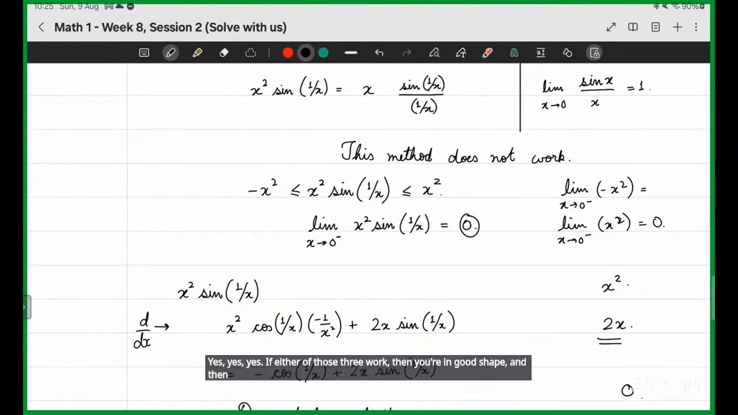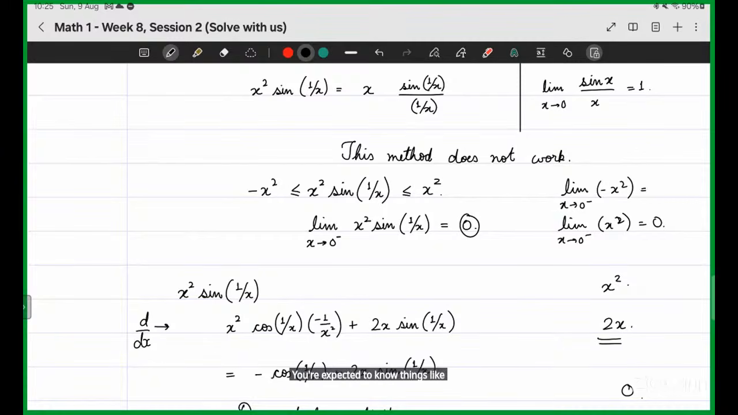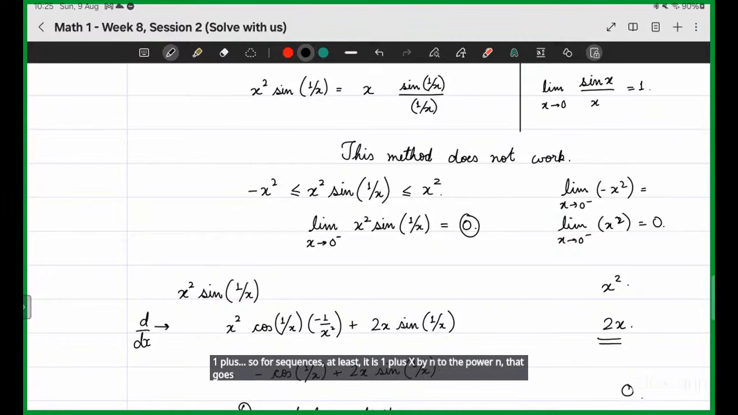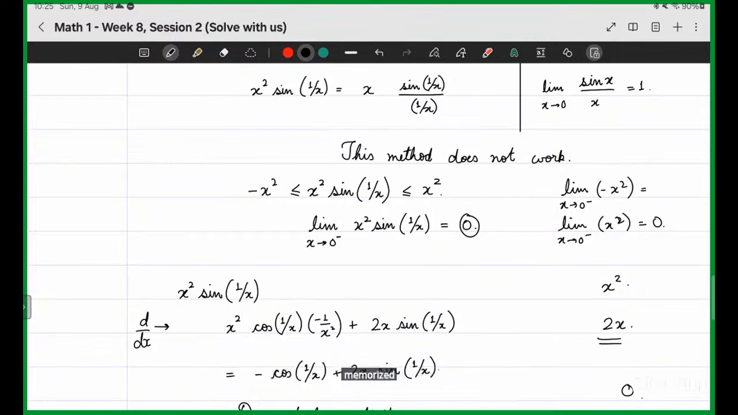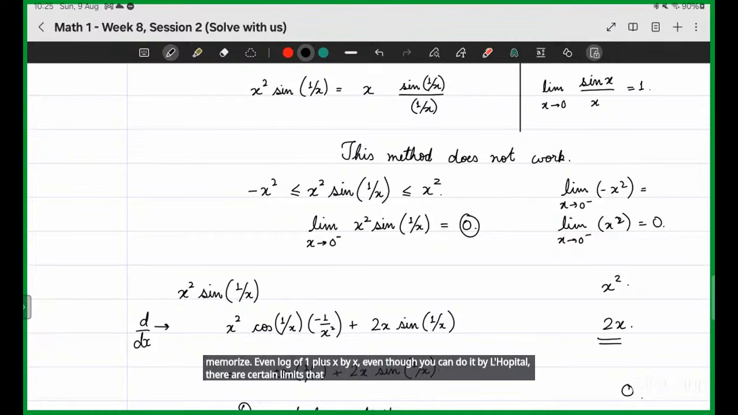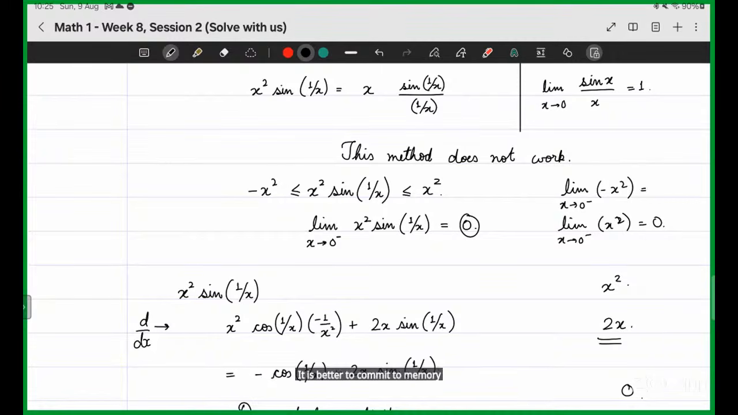And then there are certain limits that you're expected to know. For sequences, at least, it is 1 plus x by n to the power n that goes to e to the x, and those are listed in the lecture videos. Some certain sequences you just memorize. Even log of 1 plus x by x, even though you can do it by L'Hopital, there are certain limits that it is better to commit to memory. Yes, they have all been given. Whatever there is in the videos, you can take that as things that you need to know or memorize.